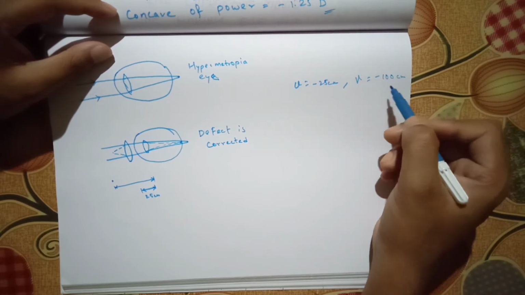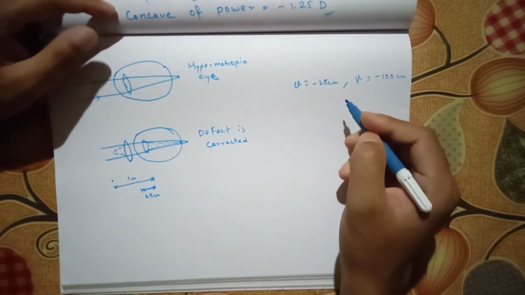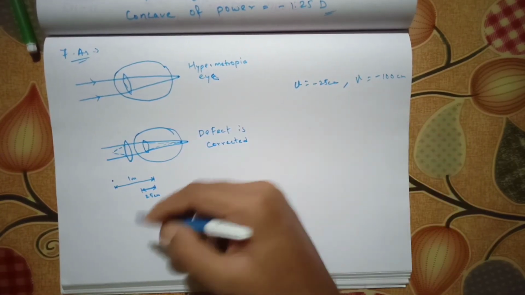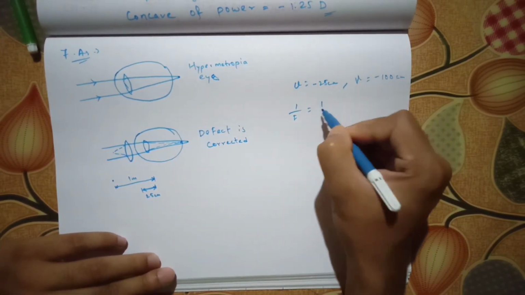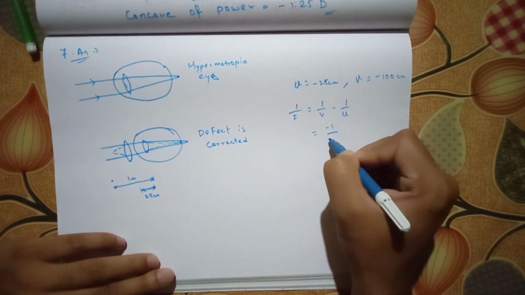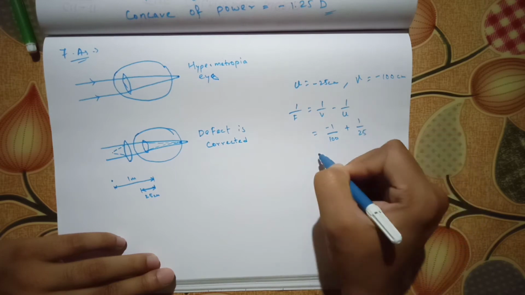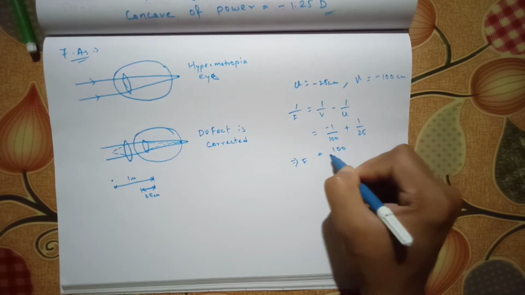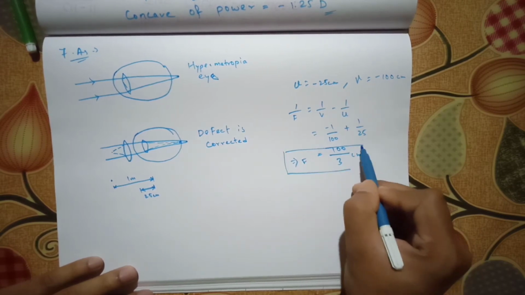Now where did the minus 100 centimeter come from? As this is 1 meter, and in 1 meter there are 100 centimeter, so we have to form the image at 100 centimeter, that is 1 meter. So now we know 1 by f is equal to 1 by v minus 1 by u. So here minus 1 by 100, and minus minus becomes plus 1 by 25. This will give f equal to 100 by 3 centimeter. Here we got f is equal to 100 by 3 centimeter.